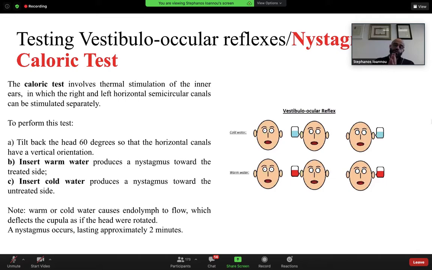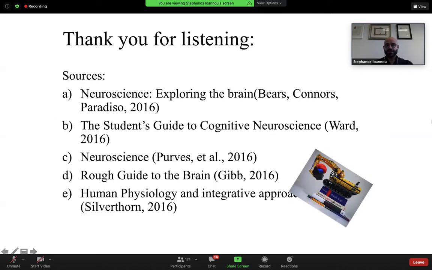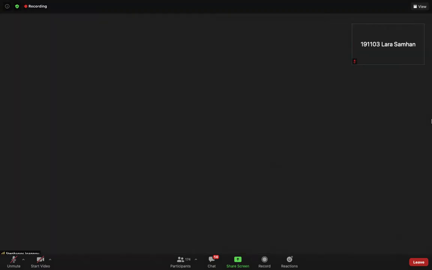This phenomenon could last up to 2 minutes. So these are the main two tests for you to check the integrity of the vestibular system. And I will take any questions that you might currently have.